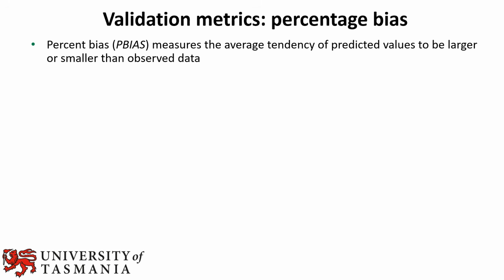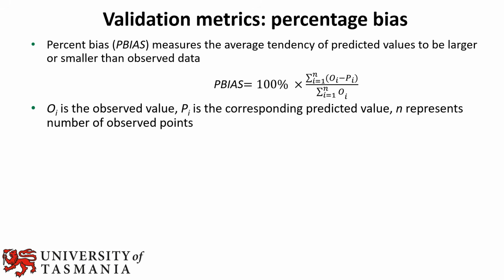Then you have percentage bias. That's the average tendency of the predicted values to be larger or smaller than your observed data. Similar sort of calculation, and most of these evaluation statistics are calculated in a similar way, but they tell you something different. After I've explained the calculation for each of these, I'll tell you what they actually can be interpreted as, which I think is quite important.